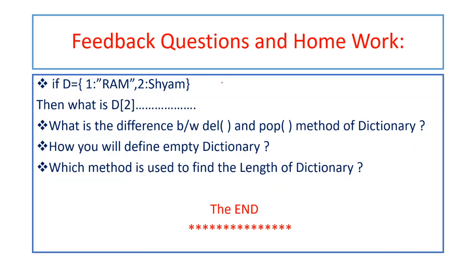At the last we have some feedback questions and the same homework questions for you. The first is, if D is equal to {1: Ram, 2: Shyam}, where 1 and 2 are keys and Ram and Shyam are values, then what will be the output of D of 2? Second is, what is the difference between del and pop methods in a dictionary? Next is, how will you create an empty dictionary? And next is, which method is used to find the length of the dictionary? So these are a few questions. If you are able to answer these questions, it means you have learned the dictionary in a very good way. So it's all about today's lesson.